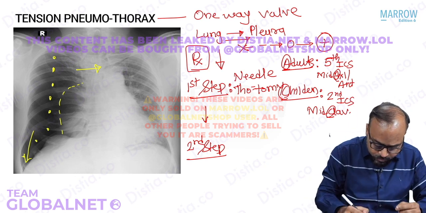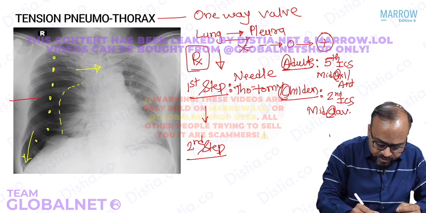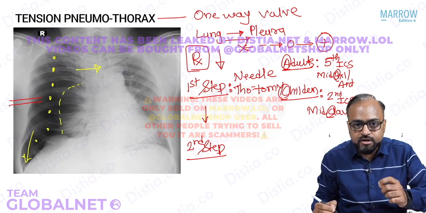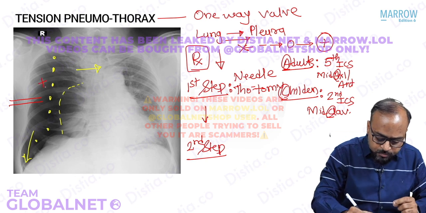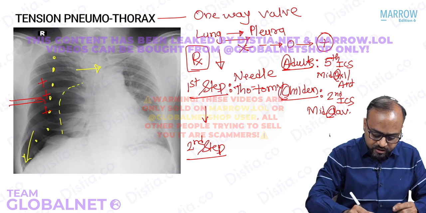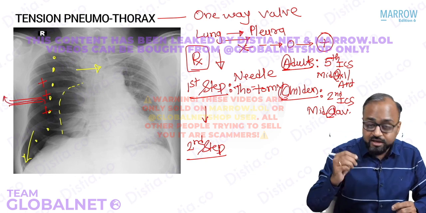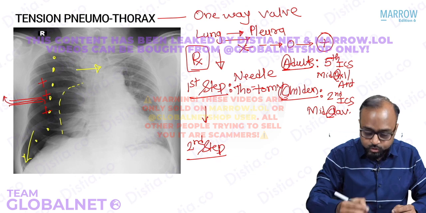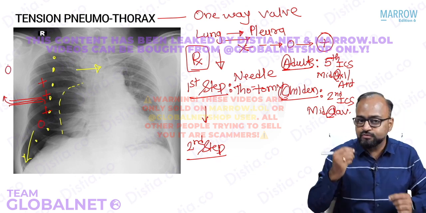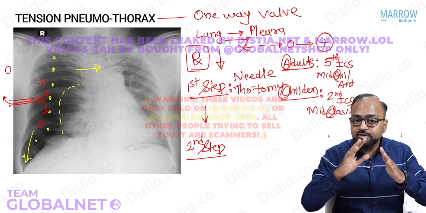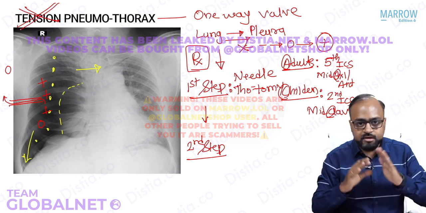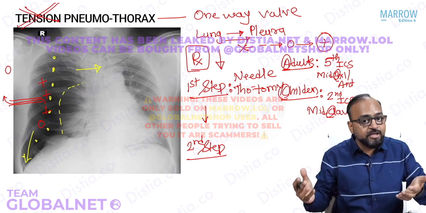Now what will happen when you put a needle? When you put a needle in this thorax, that needle will create a communication between the atmosphere and the pleura. Remember, the pleural pressure is positive, much higher. So along this pressure gradient, air will come out. This will continue until both pressures equalize, until the pleural pressure becomes 0, like the atmospheric pressure. Now you have relieved the tension component of the diagnosis. Tension is relieved. Now what remains is plain pneumothorax.